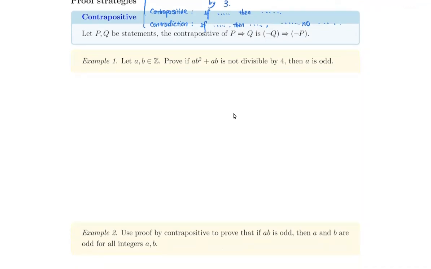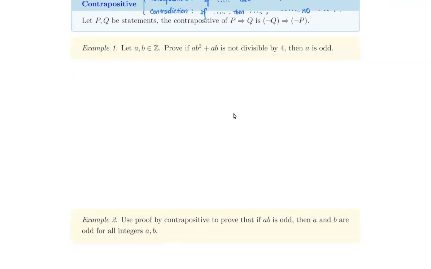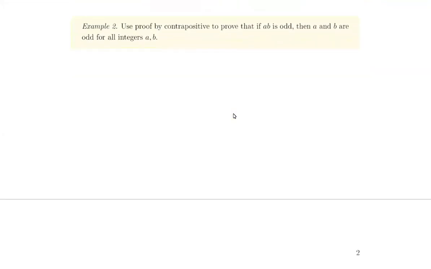Here is an example. I did example one in my other tutorial, so we'll do example two here. Use proof by contrapositive to prove that if AB is odd, then A and B are odd for all integers A, B. I'll give you some time to work on this and we'll take it up. If you have any question, let me know.